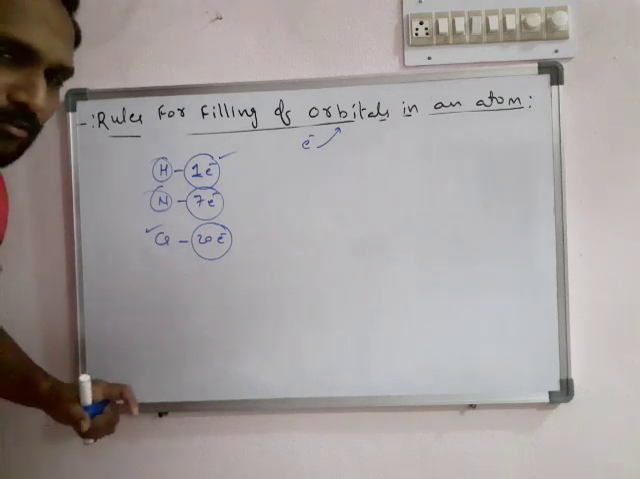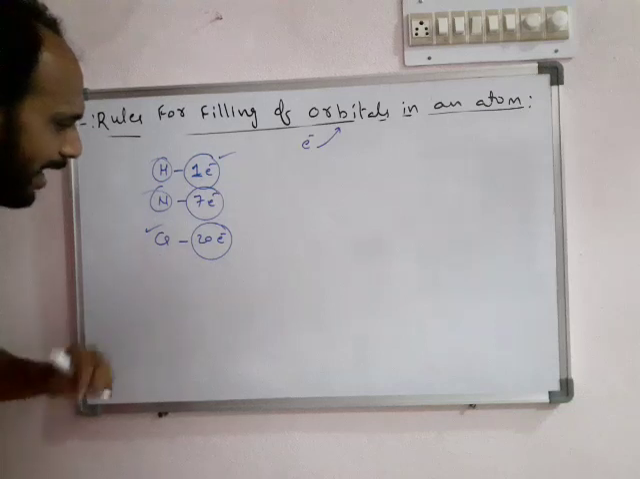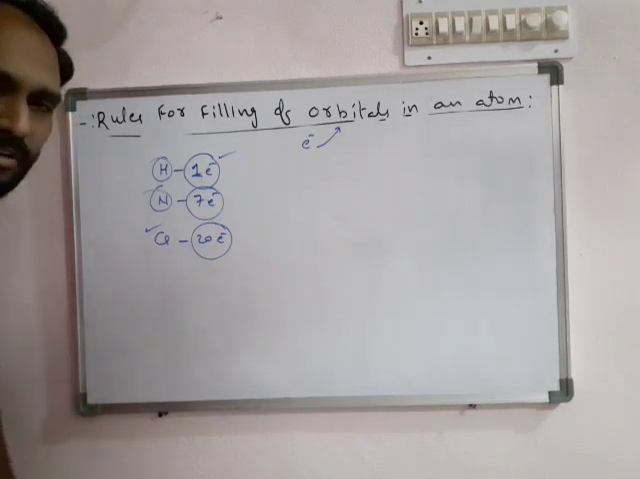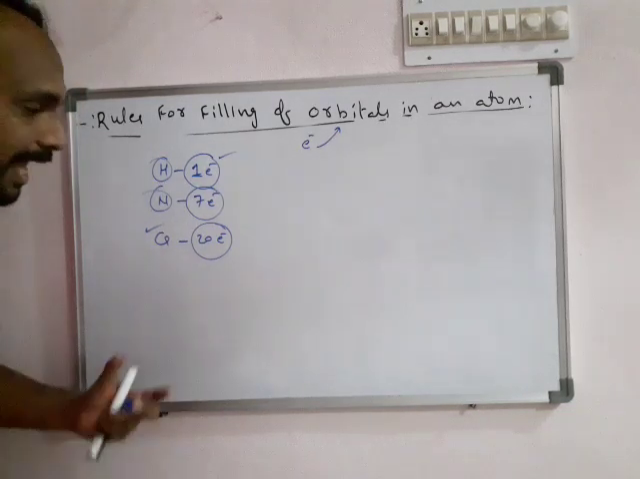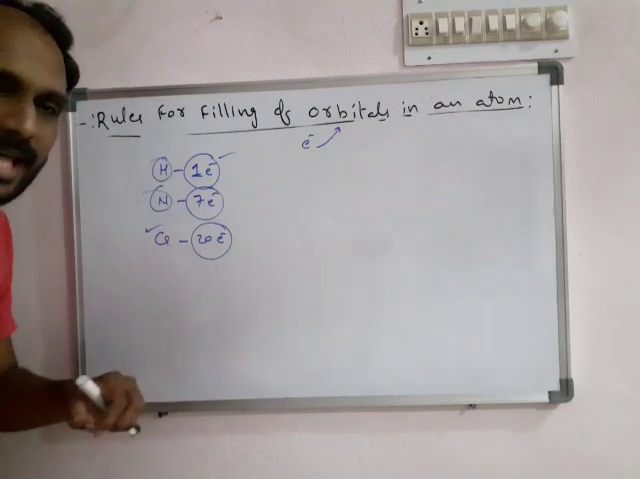So, here we already know that one atom of an element contains a fixed number of electrons. But how are they present? So what is the distribution of those electrons in the atom?